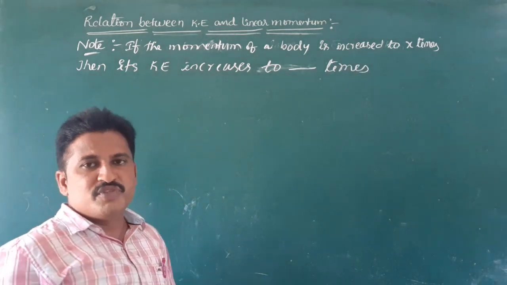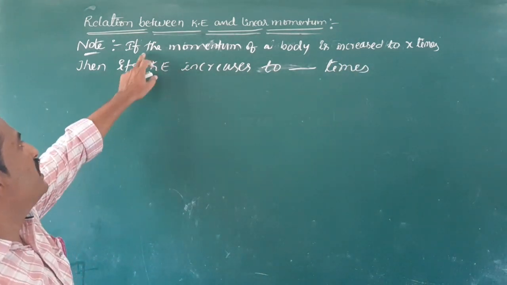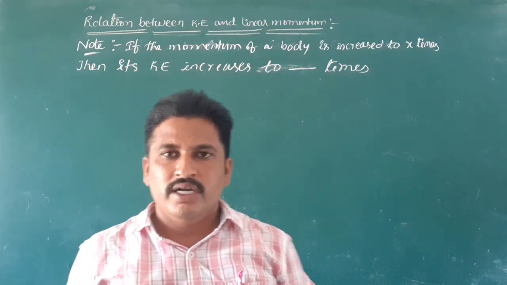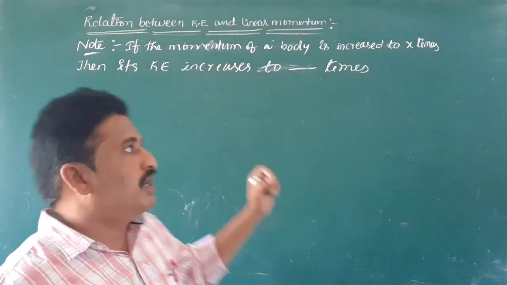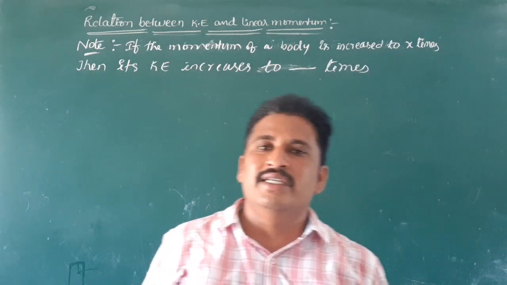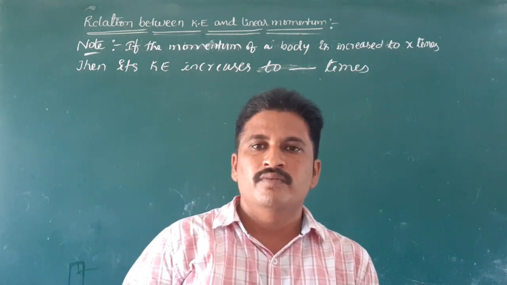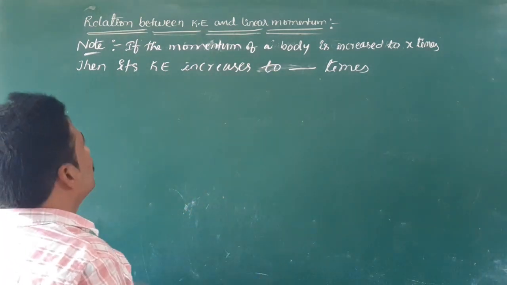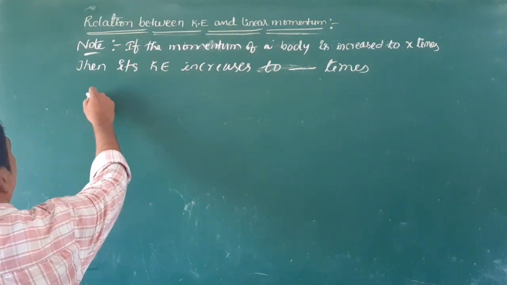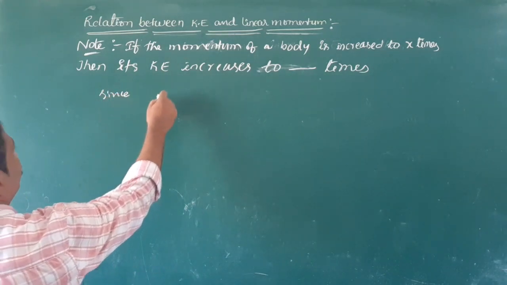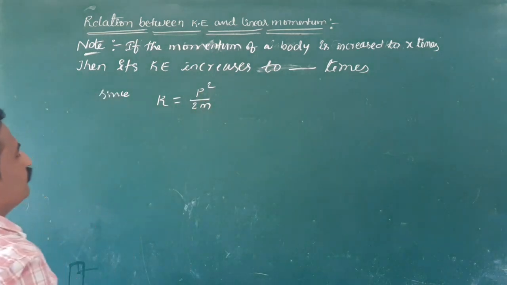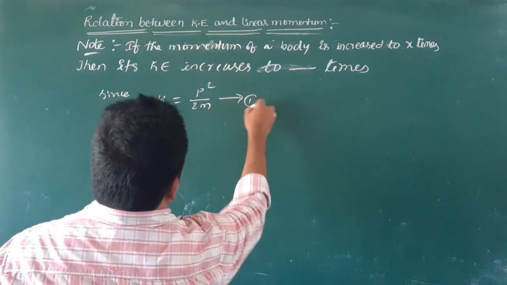See here, students, this is also a very important point. If the momentum of a body is increased to x times, considering the same body, then its kinetic energy increases how many times? Firstly, we can write the relation between the kinetic energy and the linear momentum. K is equal to p square by 2m. This is the first relation.